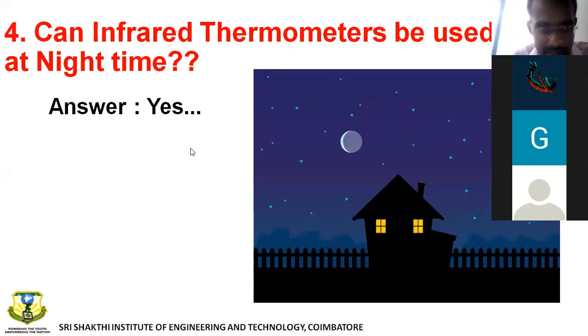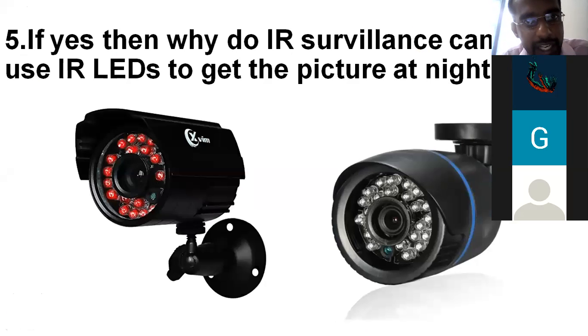Now the question is, if yes, then why do surveillance cameras use IR LEDs to get the picture at night? You might have seen this in our college, or anywhere, in malls or in shops, there are IR LEDs around the IR camera. I told you that this IR thermometer is also like an IR camera. It simply captures the IR rays. If so, then why do IR cameras need these IR LEDs? Can anybody guess? This session is going to end with this question, only 5 questions.